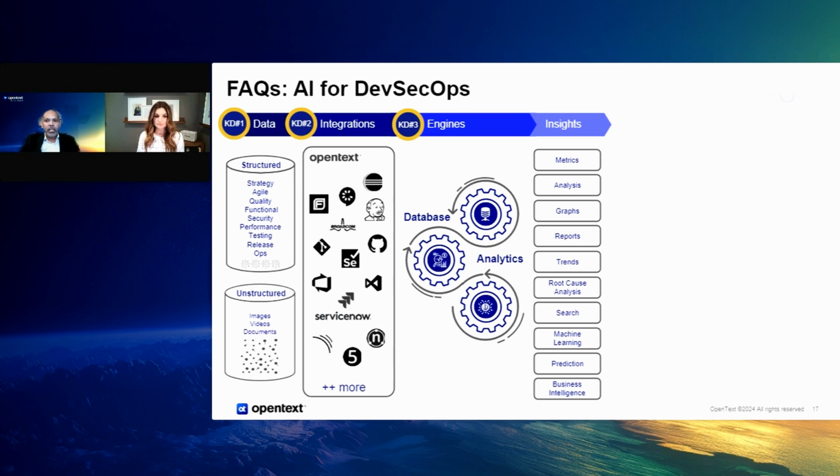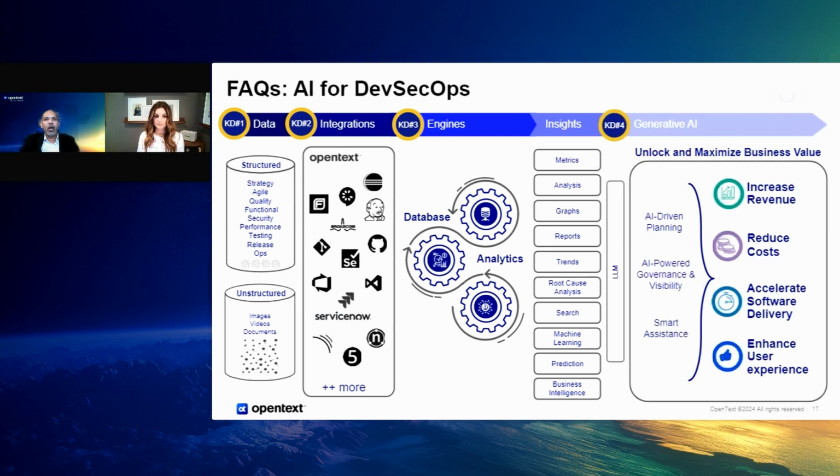Now, getting into the generative AI portion of it, Kelly talked about 3 types of AI. One of them, the latest, being generative AI. So we can leverage LLM and use that data for unlocking and maximizing the business value. We can use it for planning. We can use it for governance and visibility and smart assistance. With that, we can increase revenue, reduce cost, and possibly also reduce the mean time to deliver to your business, and finally enhance the user experience that Michael talked about earlier. So all these key differentiators help us achieve the business value very quickly for our customers.